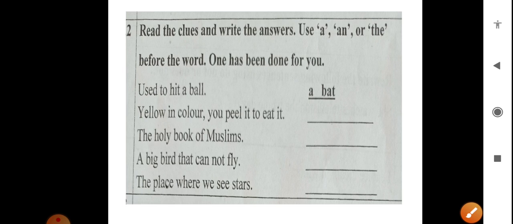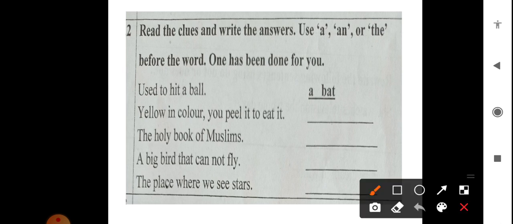Question number 2. Read the clues and write the answers. Use a, an or the before the word. Now children, this a, an or the, they are called articles. A and an are used for singular things. An is used for vowel sounds. A is used for consonant sounds. And the is used for particular things. Okay.